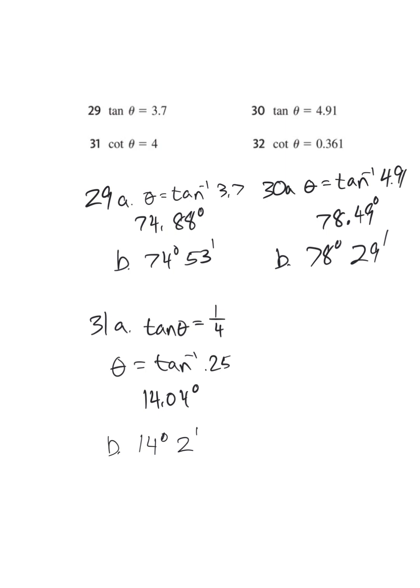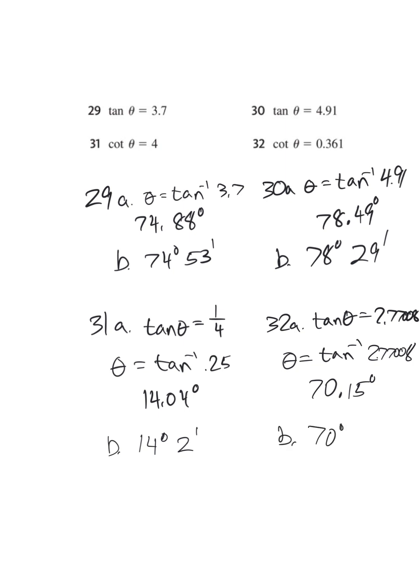Okay, so now 32A, instead of cotangent, let's do tangent of theta equals 0.361, hit the 1 over x key for that, and you get 2.77008. Okay, so theta is going to be the arc tangent of that value, 2.77008. So if we take the arc tangent of that, we get 70.15 degrees. Part B, 70 degrees, and 0.15 times 60 gives us 9 minutes.